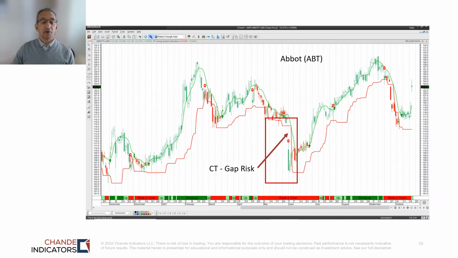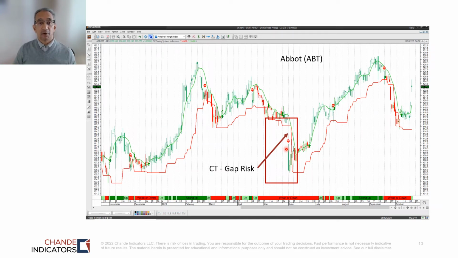So it's very important to place a trailing stop. But in this case, the news was so bad that we had an open well below where our trailing stop would have been. So that's called a gap risk because the prices gapped below our trailing stop.